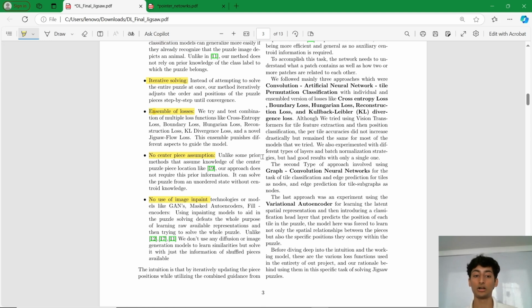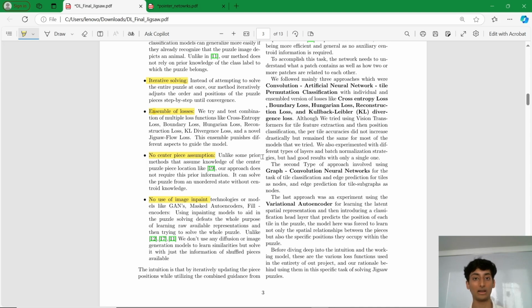We also don't use any inpainting technologies, because models like GANs or masked autoencoders or any fill encoders, we feel that it defeats the whole purpose of solving a jigsaw puzzle in general, or learning. Because if you have, let's say, a jigsaw solver which solves 50% of the puzzle and you only have 50% of the puzzle left, which the model is not able to do, we can directly use stable diffusion or GAN to fill the remaining image given reference of the individual pieces that we have. So this is not solving the puzzle, we feel.